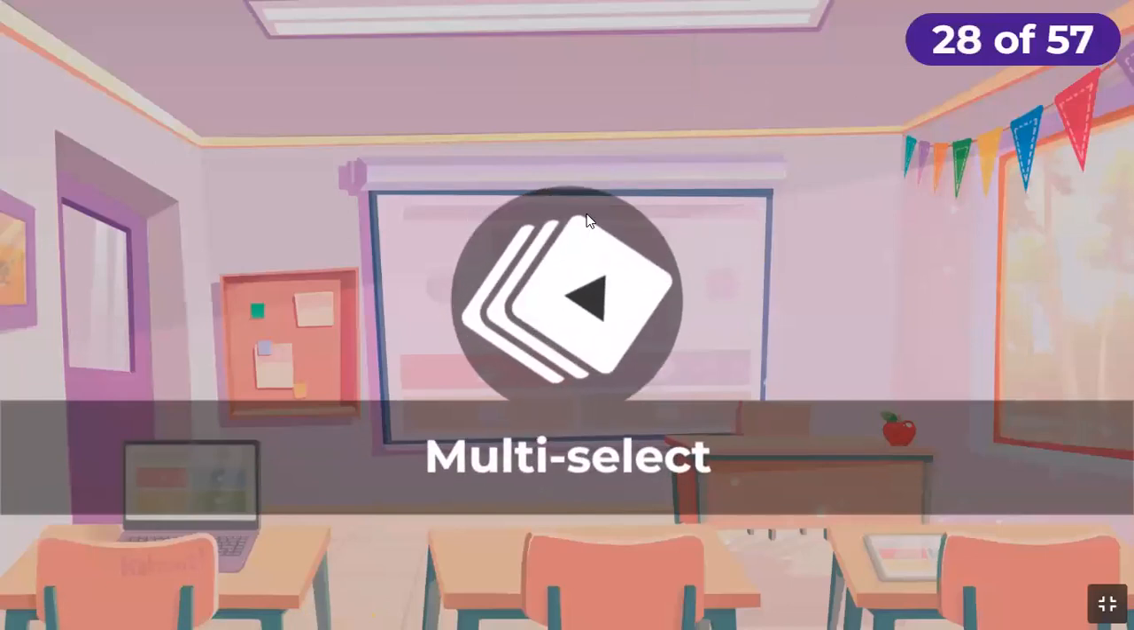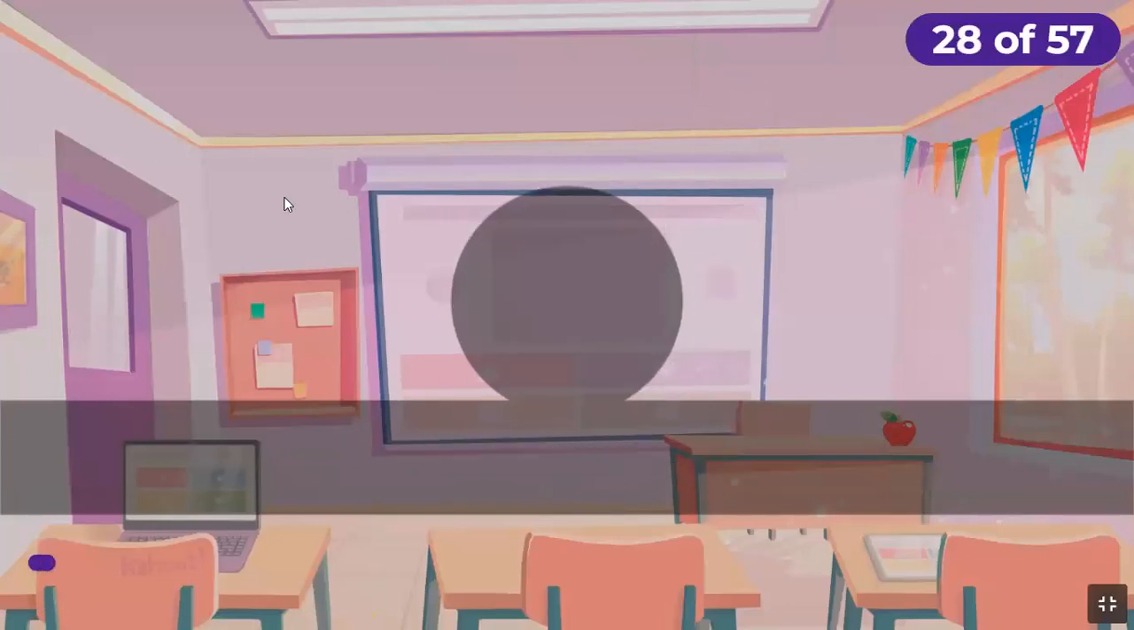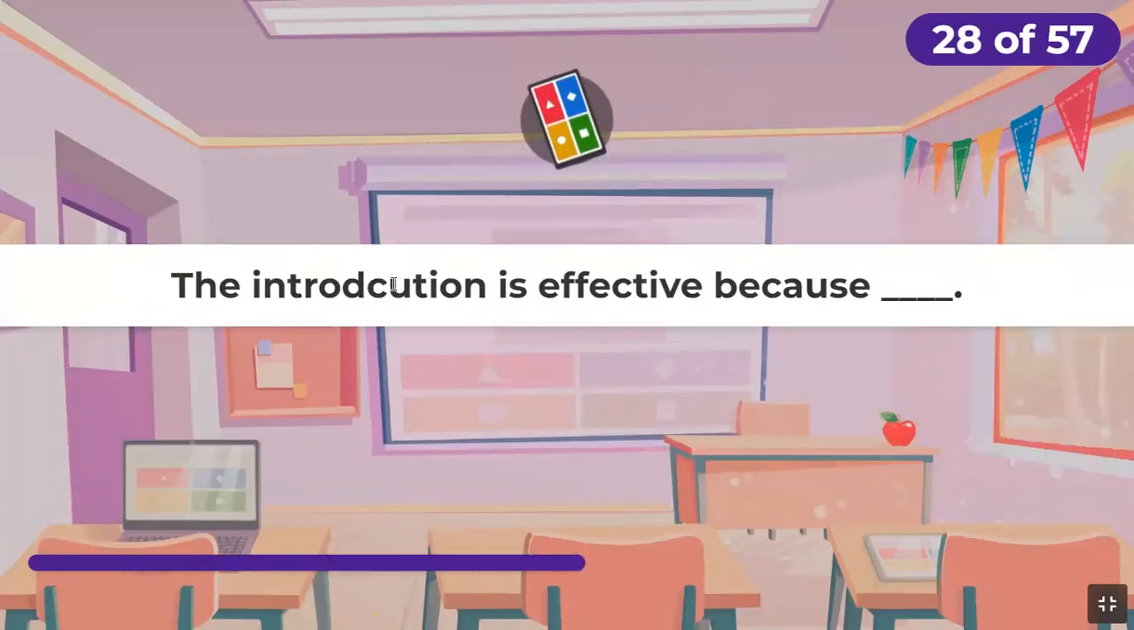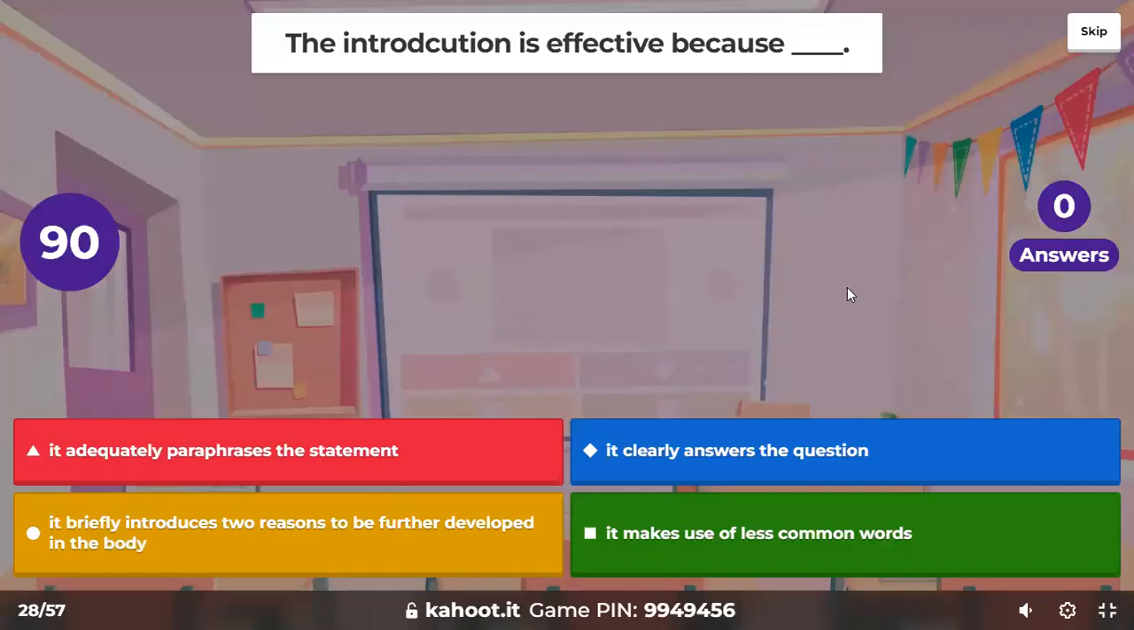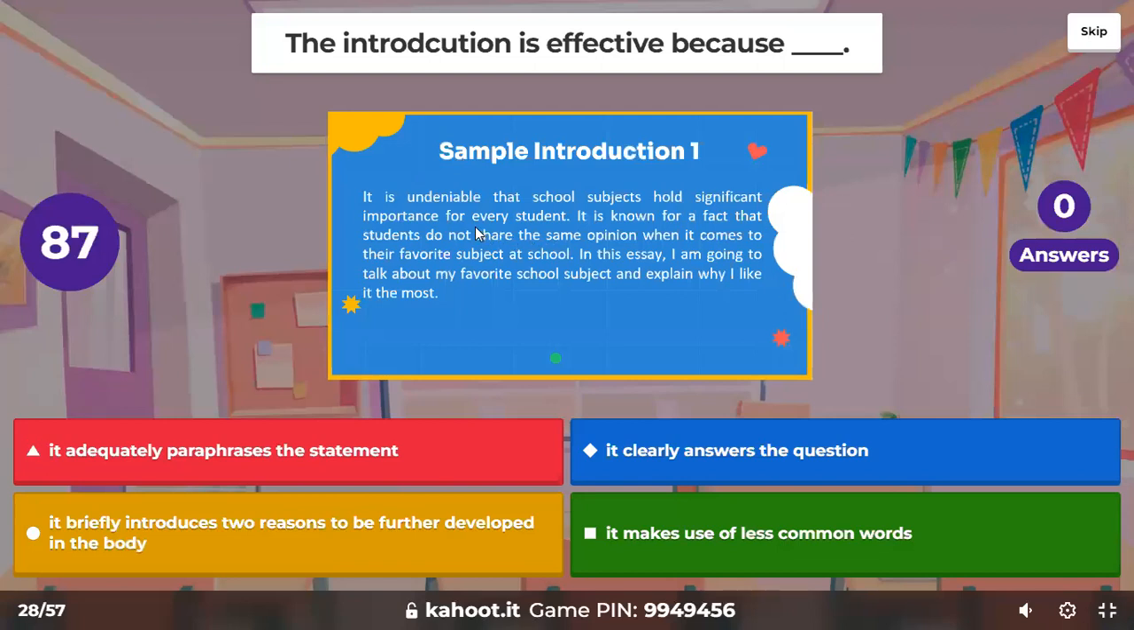Now this introduction is effective. Okay, or put "is quite effective." Now this introduction is effective because why? Now it adequately paraphrases the statement. Adequately means in a good way. It clearly answers the question. Now I can find the answer. Then it briefly introduces two reasons to be further developed in the body.